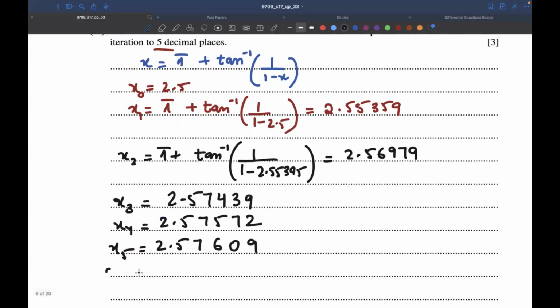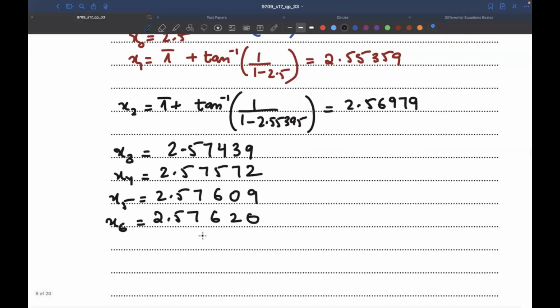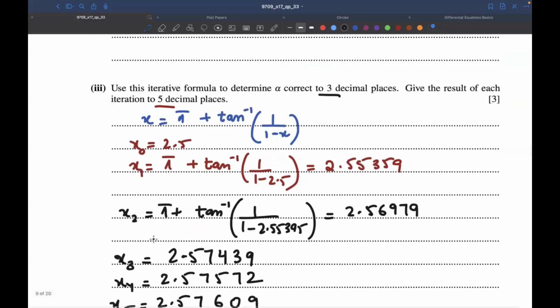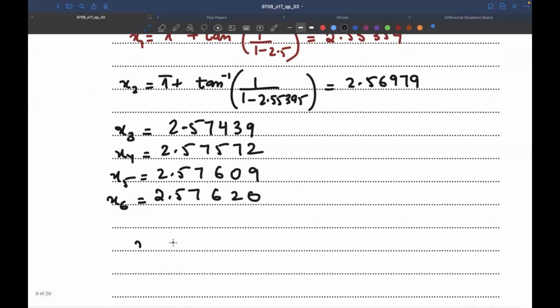The sixth value will be, so 1 minus this answer, 1 divide by the answer, taking tan inverse, and then adding pi over here. You're getting 2.576 again, 57620. And if we substitute this again over here, we'll still get 2.576. So as we have to give our answer correct to 3 decimal place, we can say that x is equal to 2.576.